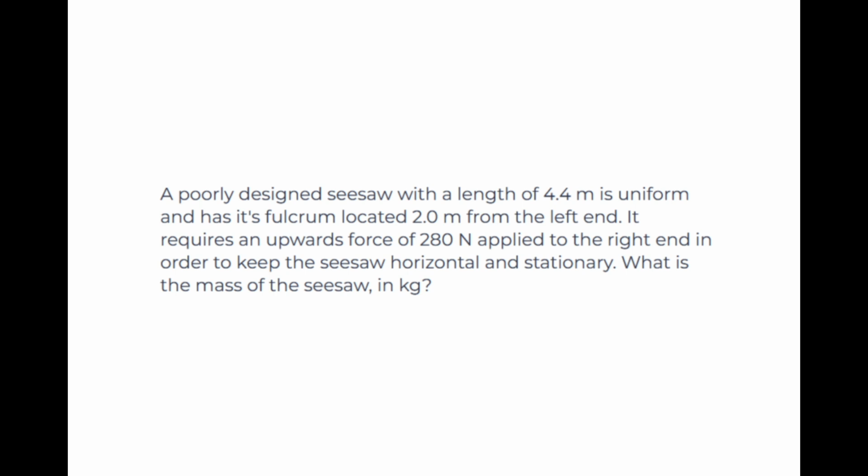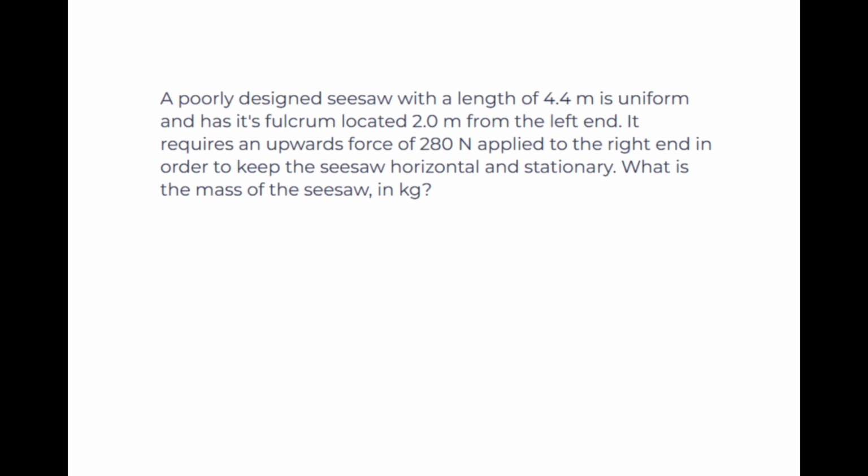Question 4. A poorly designed seesaw with a length of 4.4 meters is uniform and has its fulcrum located 2.0 meters from the left end. It requires an upwards force of 280 newtons applied to the right end in order to keep the seesaw horizontal and stationary. What is the mass of the seesaw in kilograms?